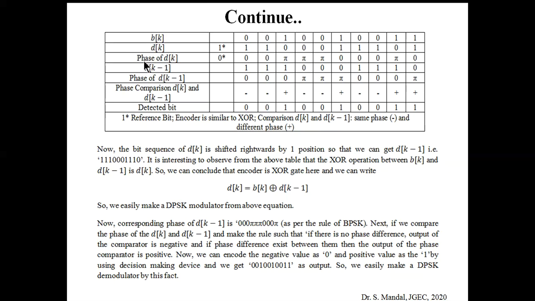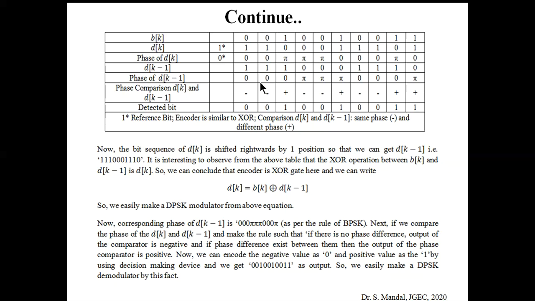Suppose we have bk, dk, dk minus 1, and their corresponding phase of dk and phase of dk minus 1. Now if you make a comparison between dk and dk minus 1, if we compare the phase of dk and dk minus 1, what do we get? And if we make a rule that if there is a phase difference, that means the phases of both signals differ or are not the same, then the corresponding output will be positive.